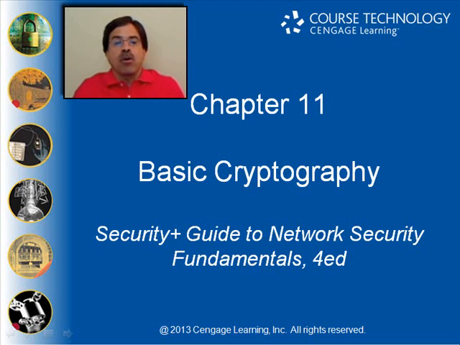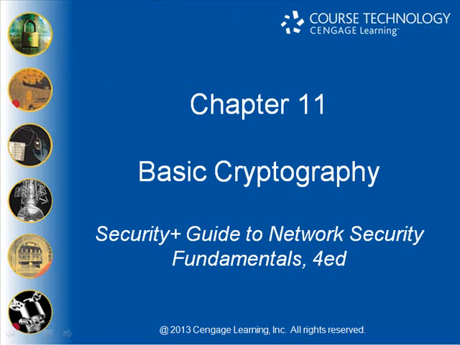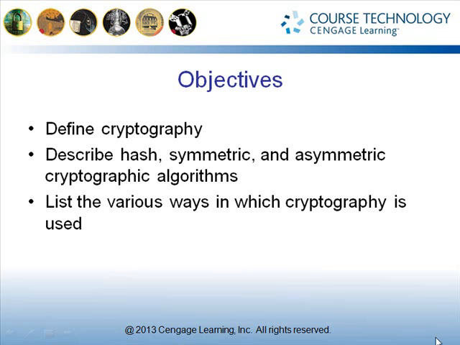In this chapter, we will talk about the encryption process and how it can be used to protect data and stay secure. Chapter 11, Basic Cryptography, Security Plus Guide to Network Security Fundamentals, 4th edition. Our objectives in this chapter are to define what exactly cryptography is, to describe hash, symmetric, and asymmetric cryptographic algorithms, and then to list the various ways in which cryptography is used.